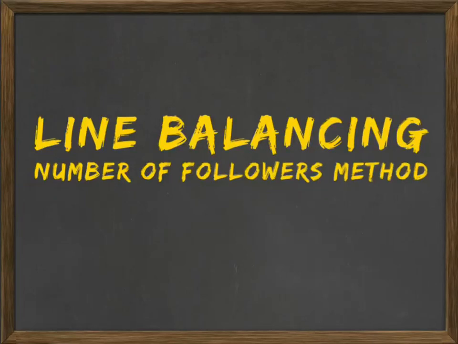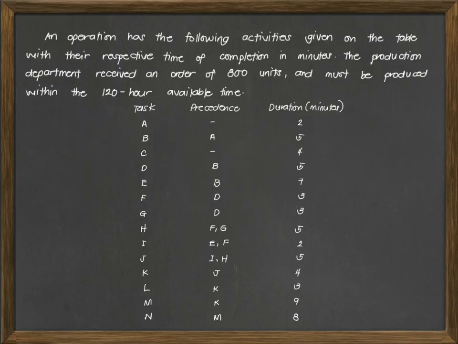Hi guys, so for today's discussion, we have line balancing using the number of followers method. Now for our problem, an operation has the following activities given on the table with their respective time of completion in minutes. The production department received an order of 800 units and must be produced within the 120-hour available time. So we are given the following table of the tasks and their precedence requirements along with their duration of completion in minutes.